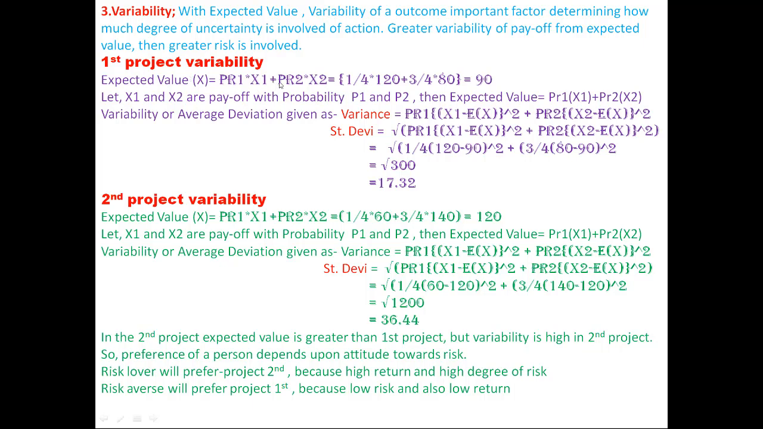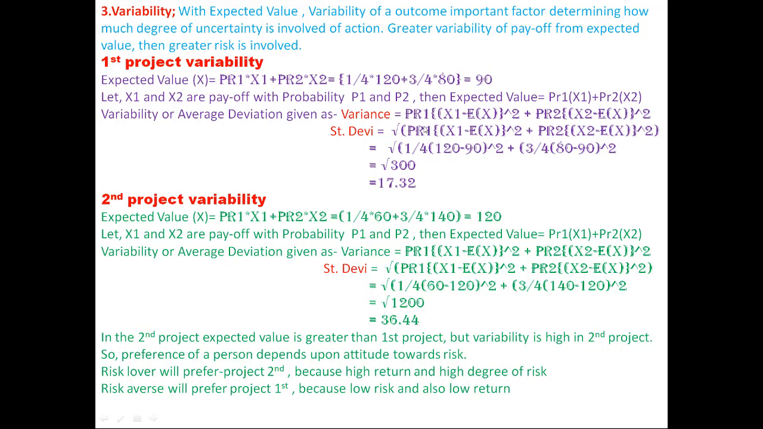So for project 1 and project 2, the expected value is probability times the outcome, and this is 90. This is the losing, this is the gaining, with probability 3/4 and probability 1/4. If we sum up these probabilities, we will get 1.